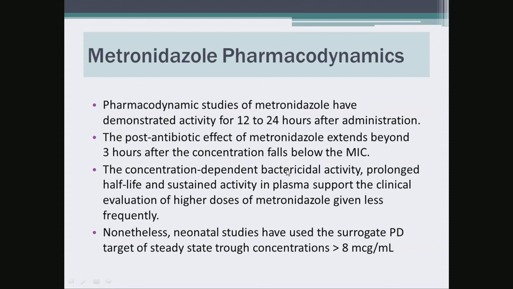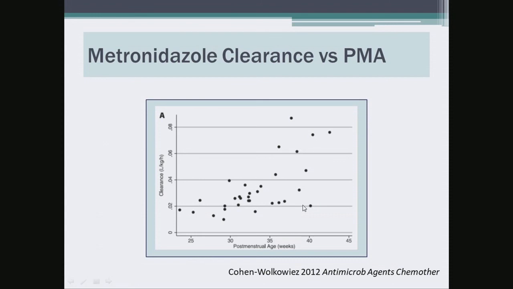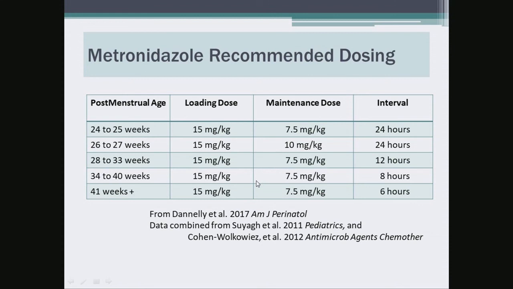So the concentration-dependent bactericidal activity, the prolonged half-life, and the sustained activity in the plasma support the idea of using higher doses given less frequently, similar to the aminoglycosides. Nonetheless, neonatal studies have been using surrogate pharmacodynamic targets of steady-state trough concentrations greater than 8 micrograms per ml. Here's a graph looking at metronidazole clearance versus postmenstrual age, and you can see it's pretty constant up until about 30 weeks, and then it becomes quickly linear after that, and clearance changes a lot.